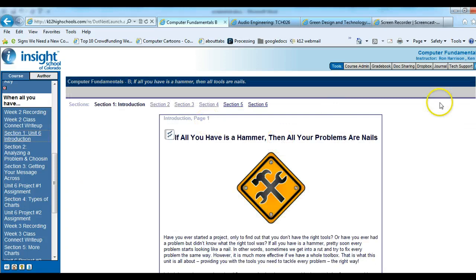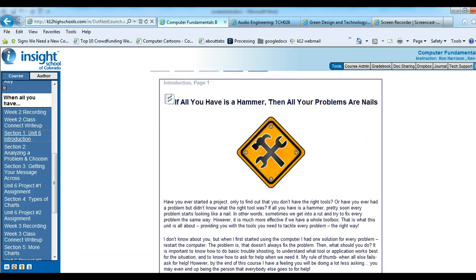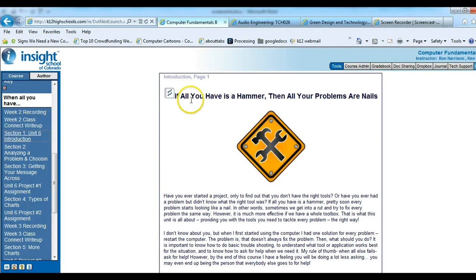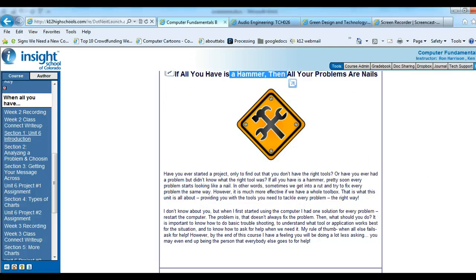So here we are in section one, or the introduction part. This just talks about if you have a hammer, then all your problems are nails, meaning that if the hammer is the only tool you have, you can only use it a certain way. So what you really need to do, just like a plumber or a carpenter uses certain tools to do certain things, is that when you're using technology, you use certain computer tools or applications to solve certain problems.